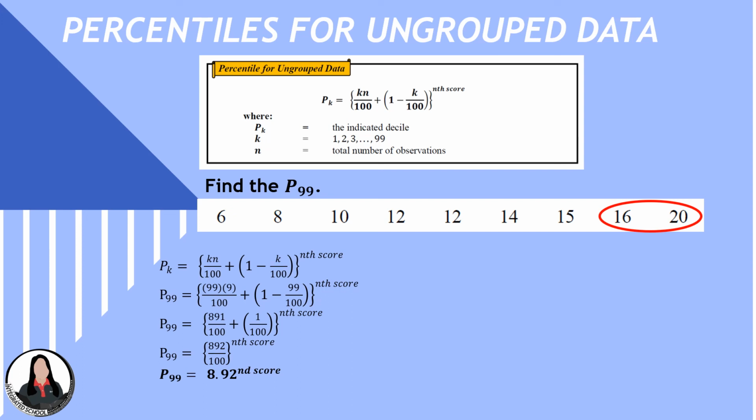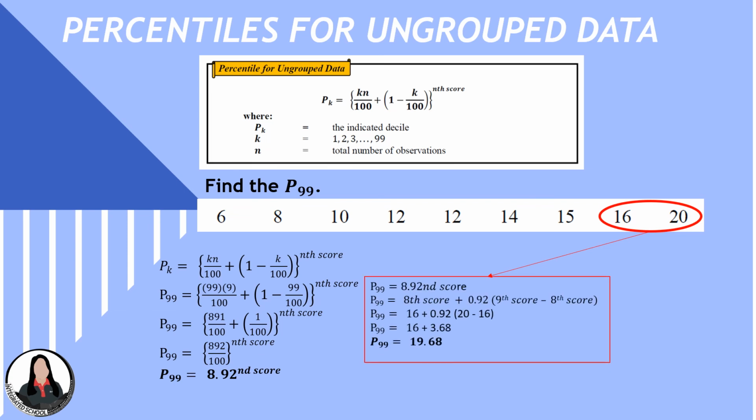So, for us to solve sa ating value ng P sub 99, we have this formula or solution. The 8th score is 16, and then 0.92 multiplied by 20 minus 16. So, 16 plus 3.68, we have 19.68. So, therefore, 99% of the scores in the distribution are less than 19.68.